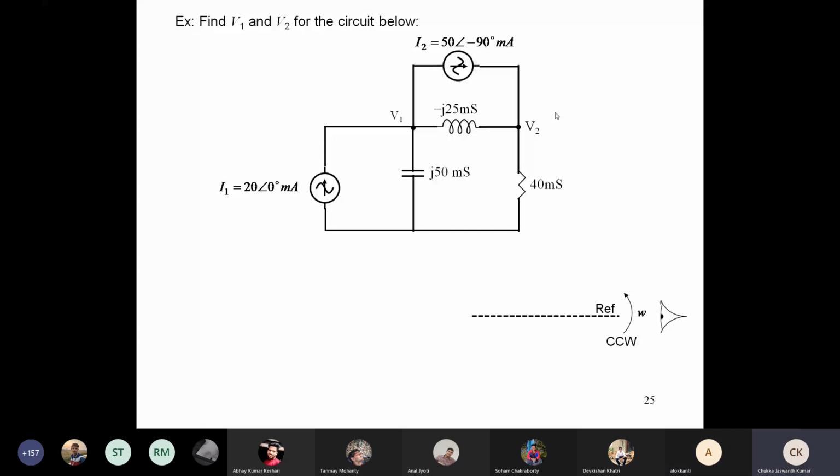Whatever is given, if you draw it as a phasor, it looks something like this. You have I1 with angle 0 and magnitude 20, so it will lie along the reference. Similarly, I2 magnitude is 2.5 times I1, but it is lagging I1 by 90 degrees. So where will it lie? It is lagging, so it lies somewhere here.